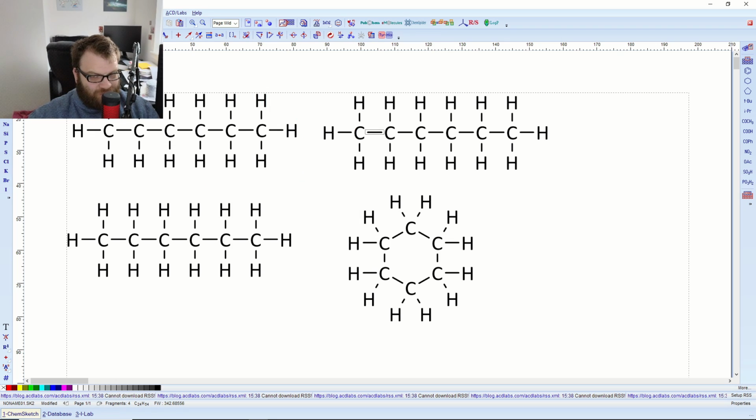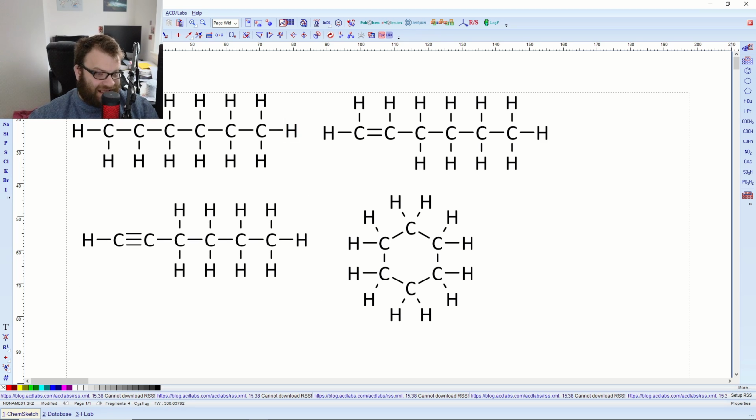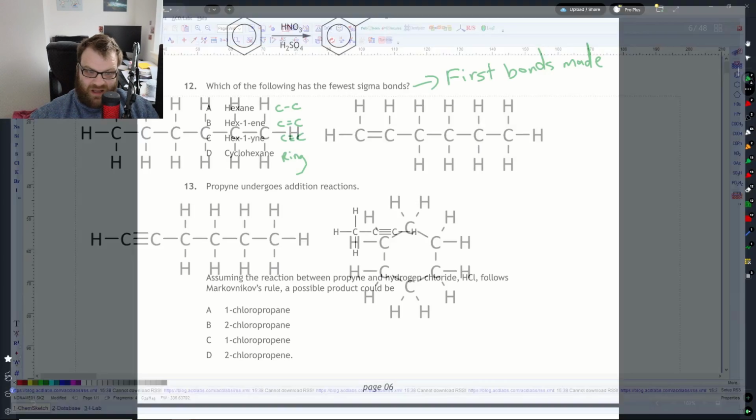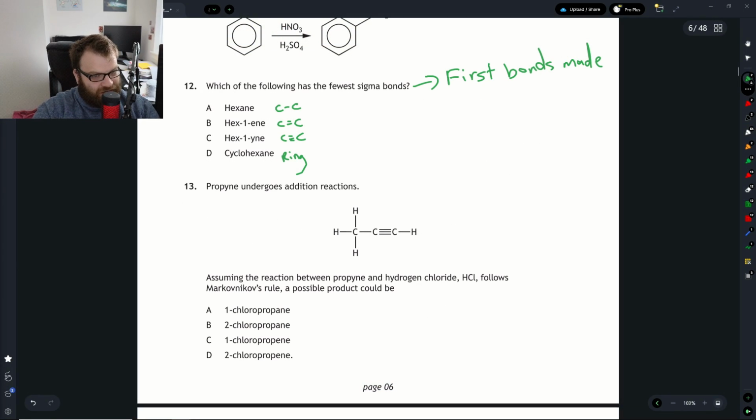When you add a carbon-to-carbon double bond, you need to lose 2 of the hydrogens because carbon can only make 4 bonds. If you put in a triple bond between carbons, you're again going to have to lose hydrogens. Each of the bonds that joins on from a carbon to hydrogen will be a sigma bond. Therefore, the triple bond will have less hydrogens and therefore less sigma bonds, making our alkyne our correct answer.